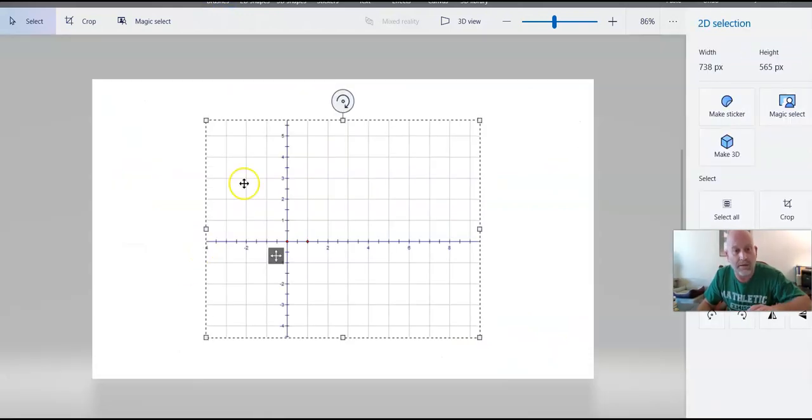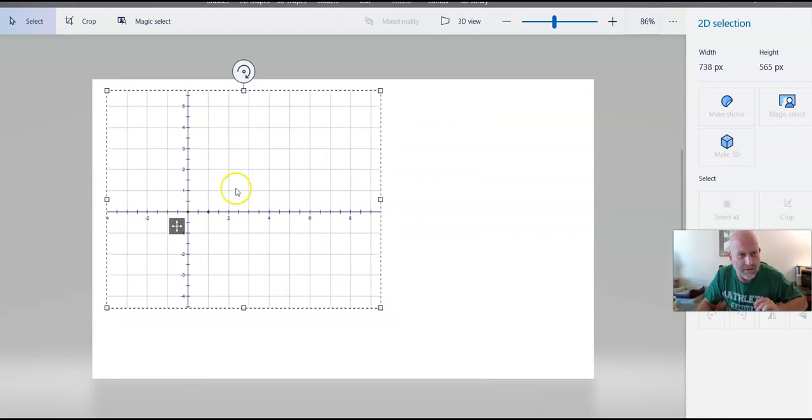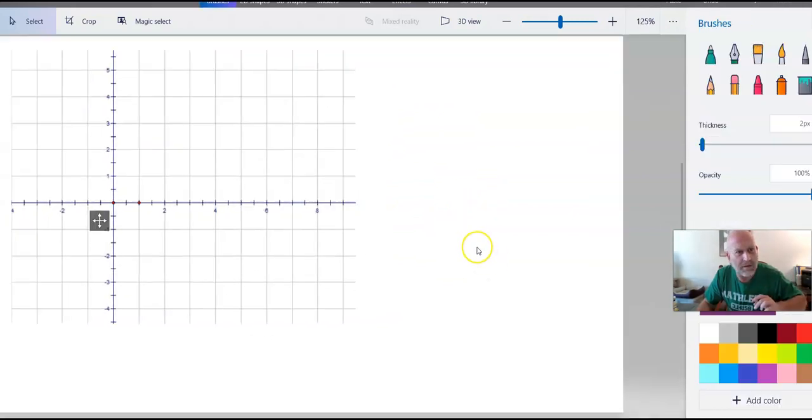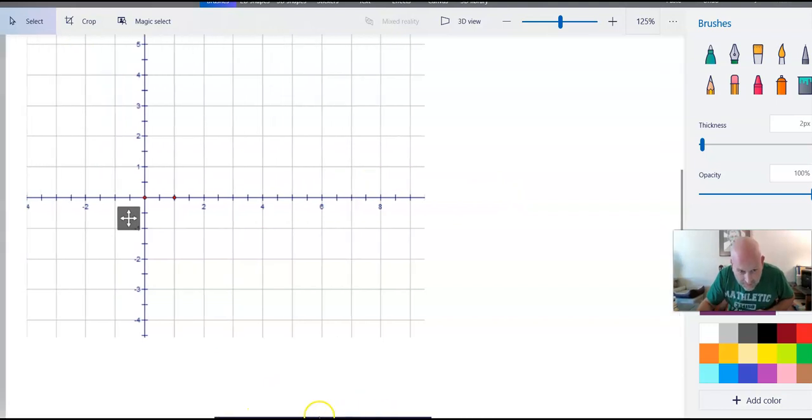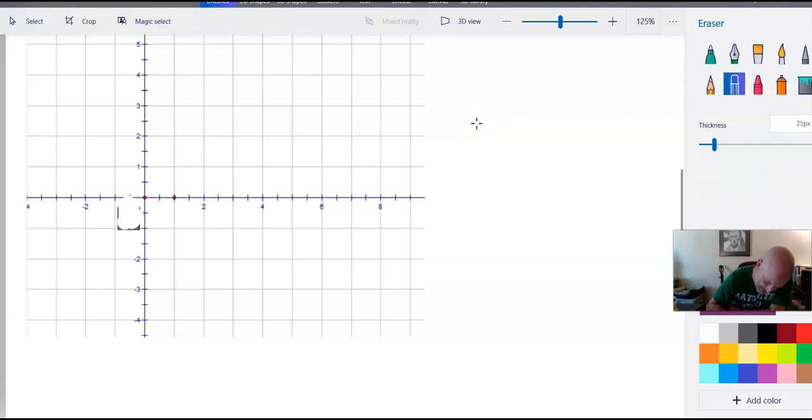Okay, and then see if I can. Oh, it's not working quite how I wanted, but okay. There we go. All right. Oh, accidentally grabbed that. Get that off of there.